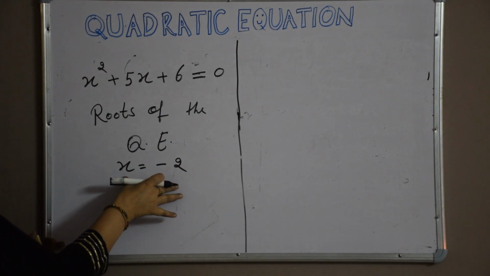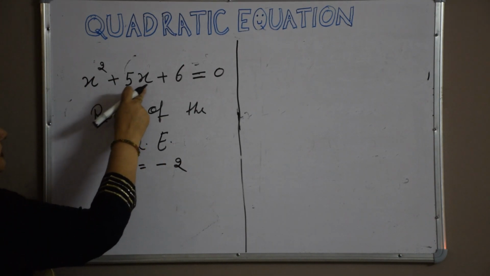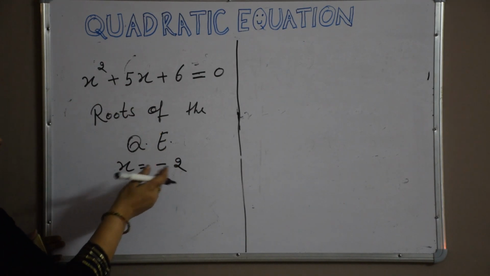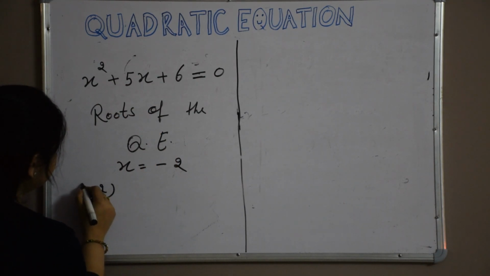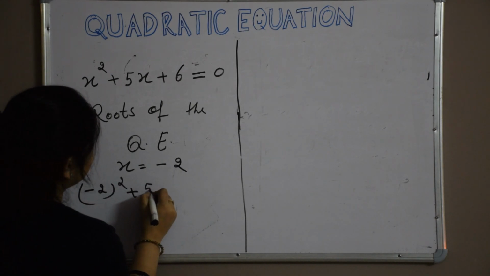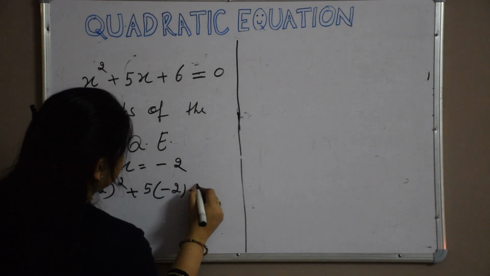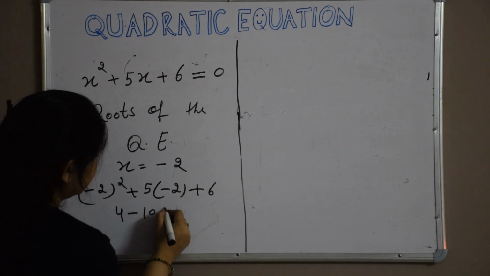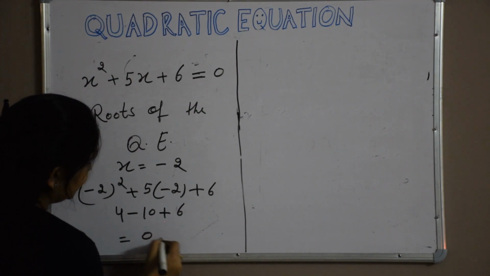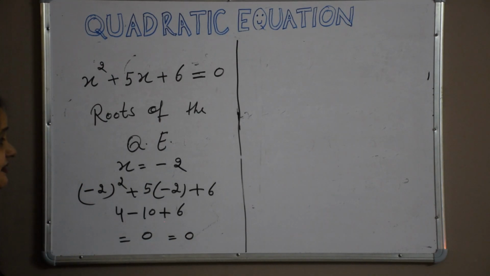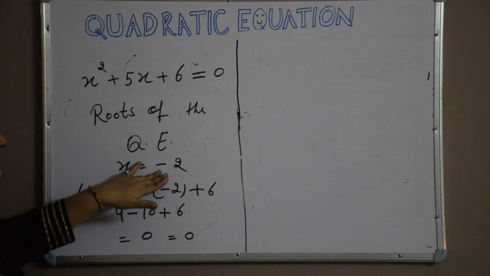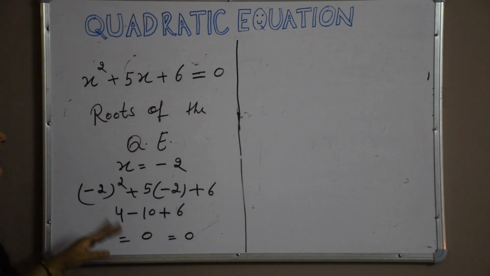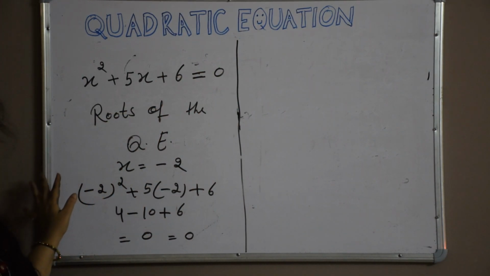Now, put this value of x equal to minus 2 in the given equation. Wherever x is there, I have to put minus 2. So it becomes (minus 2) square plus 5 into minus 2 plus 6, that is 4 minus 10 plus 6, so 0, and the right hand side is also 0. So minus 2 is the number which makes the value of the given equation equal to 0. Therefore minus 2 is the root of the given equation.